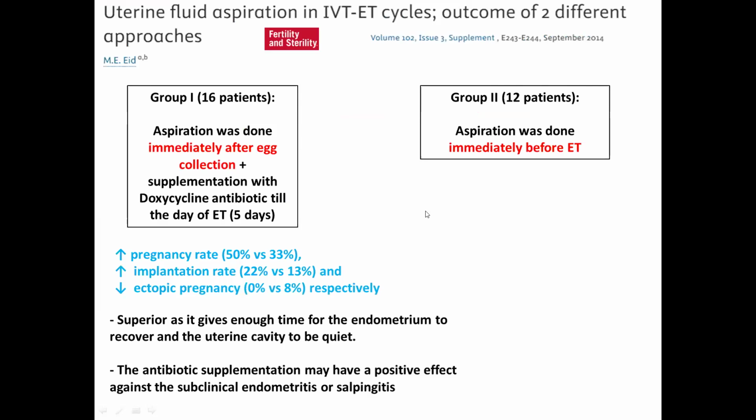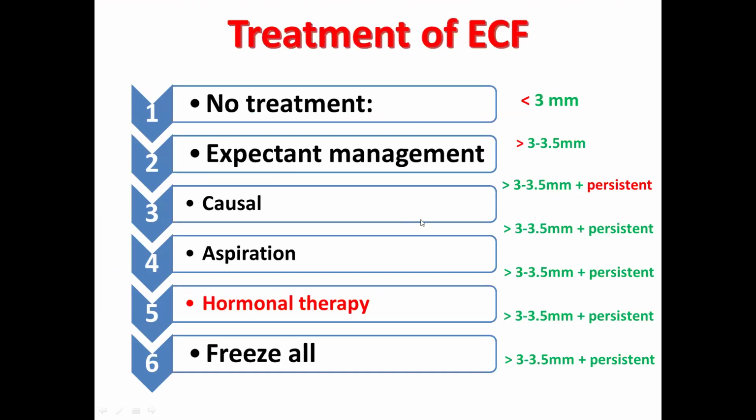And another study, a small sample size study also, compared aspiration with antibiotic for fear of chronic endometritis, which achieved better results if you do it at the time of egg collection than doing it immediately before embryo transfer. So aspiration is a good option, but provided no cause and provided that the fluid is clear and no evidence of infection or turbid fluid as well.